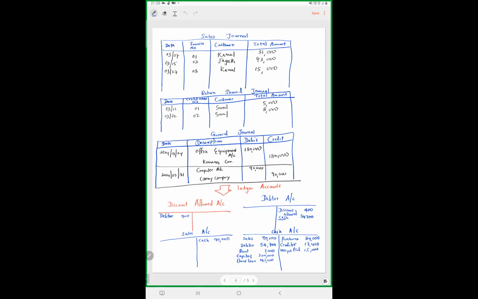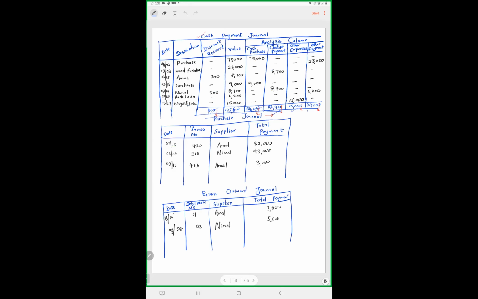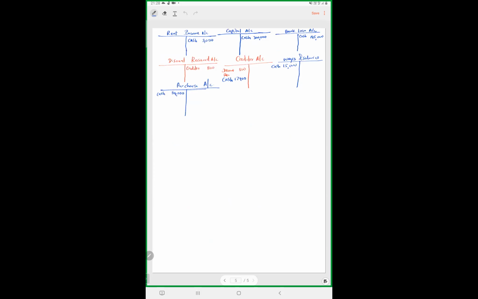And next, the final one, other payments. We have purchased wood furniture, 23,000 worth of wood furniture. So then we need to create account wood furniture. We have purchased wood furniture by paying cash, 23,000 worth of wood furniture.